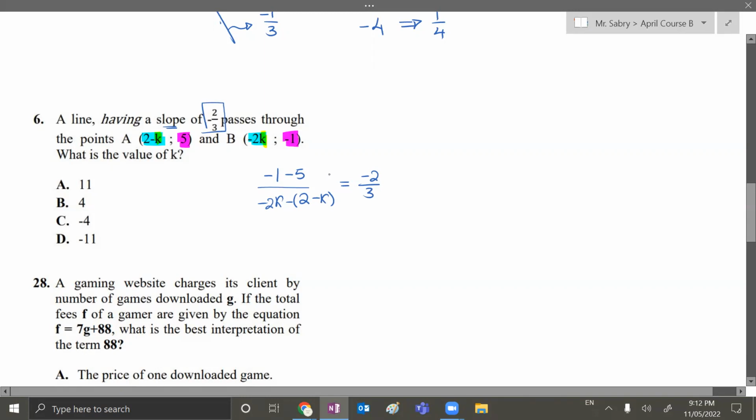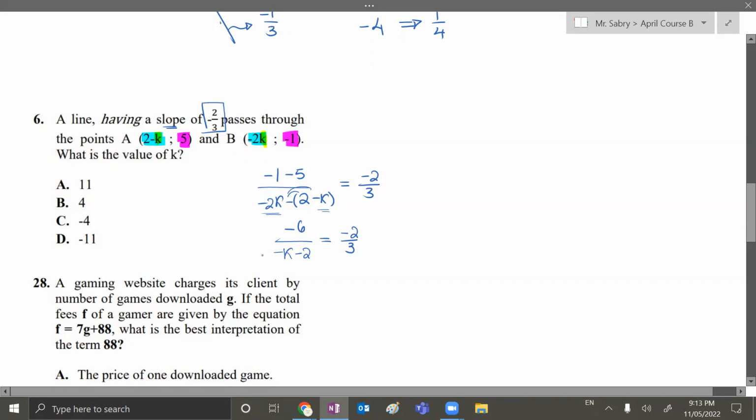Now what I can do next is simplify this. -1 minus 5 will become -6. I'll distribute the negative on both terms inside. So I'll have -2k minus 2 plus k, which means -2k plus k will become -k, minus 2. All of this is still equal to -2/3.